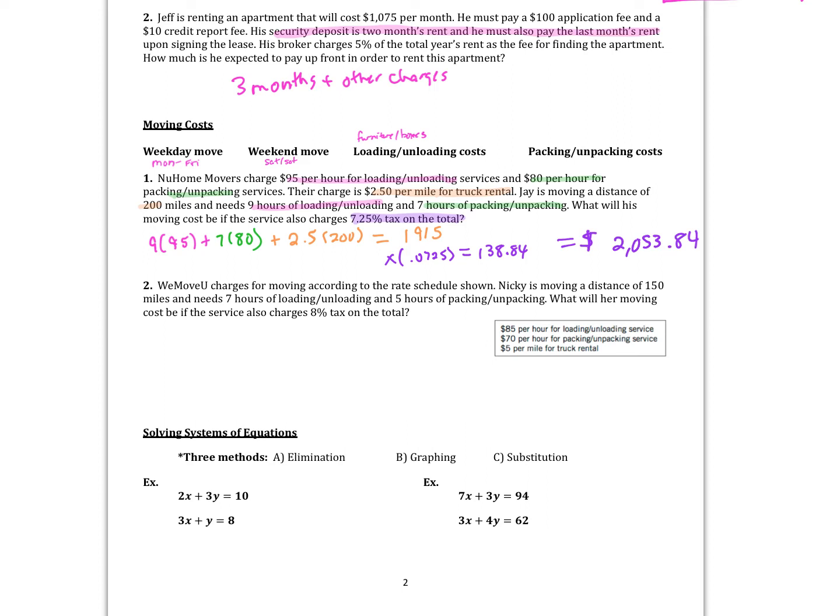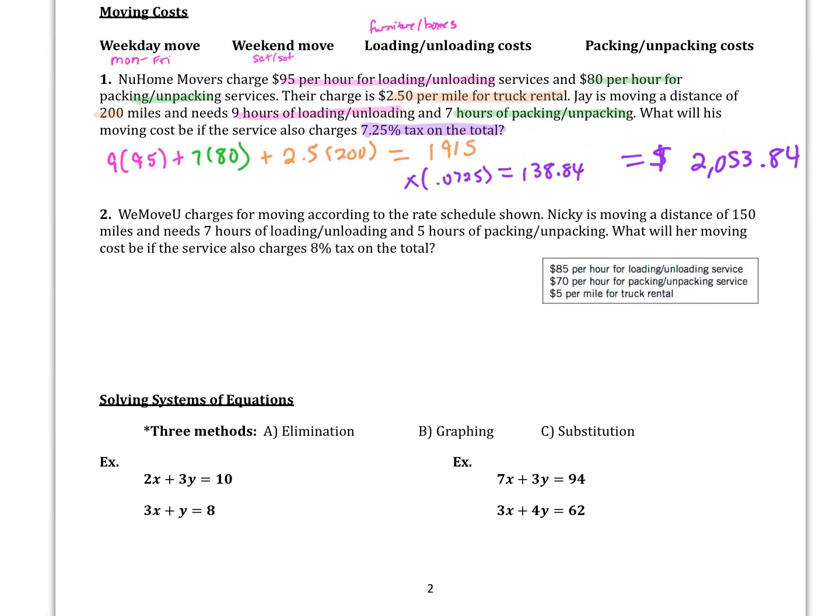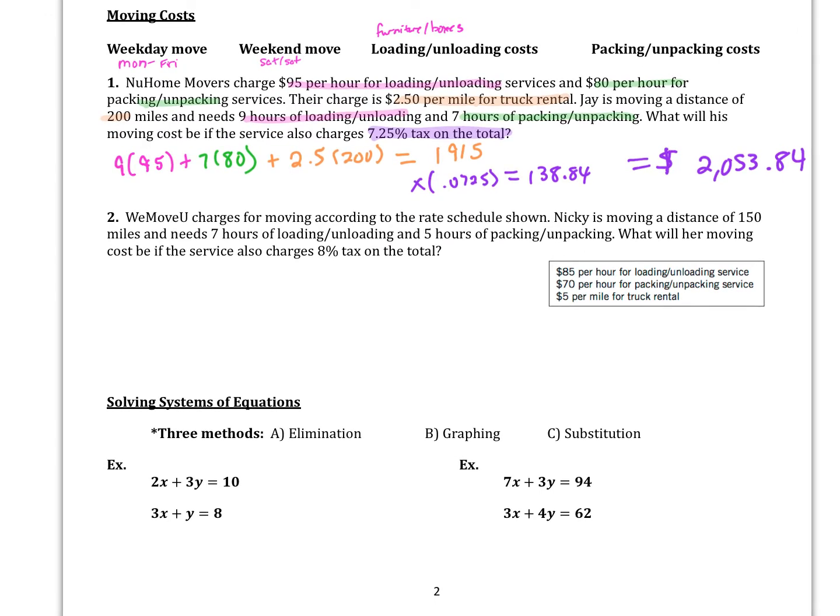All right. Similar question, we're not going to work through this. I just want to point out a couple of things on this one. It's telling you charges here. They're giving you the distance, the number of hours for each of those, 8% tax, and then it's telling us the loading and unloading fee, the packing and unpacking fee, and the distance in miles to figure out the costs. So we're not going to work through that one. I have faith in you guys that you can deal with that.